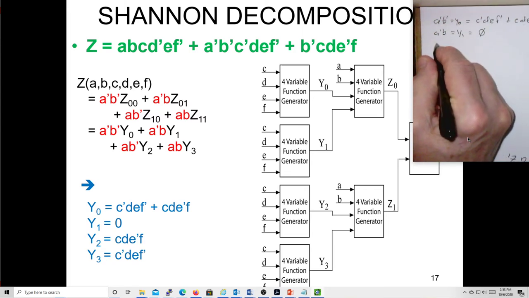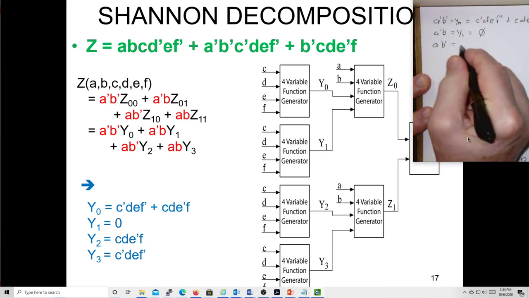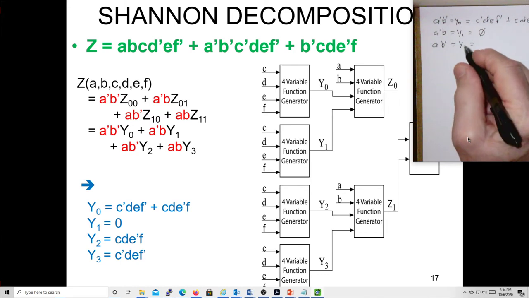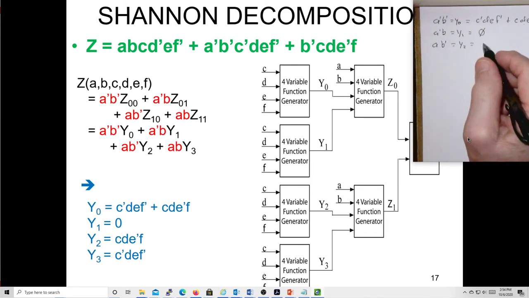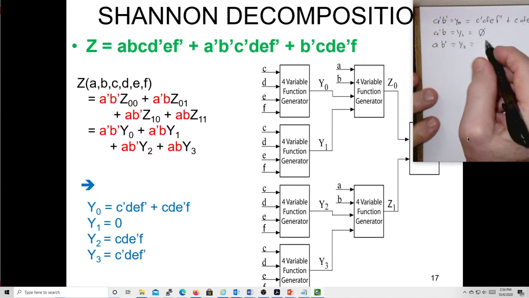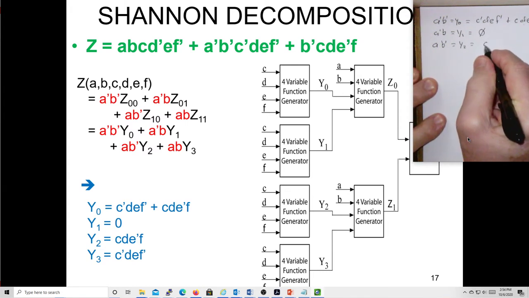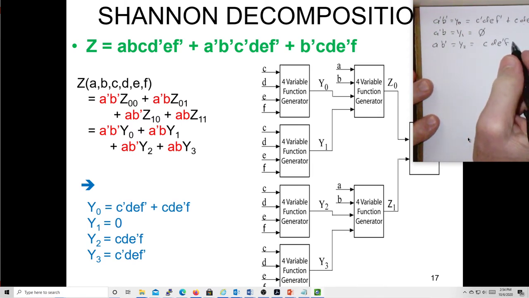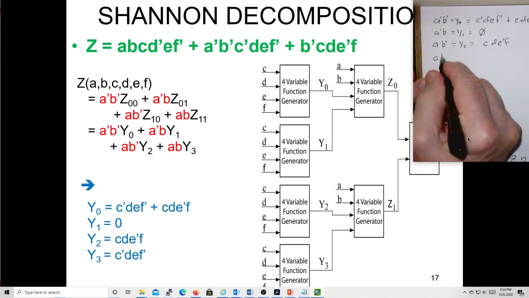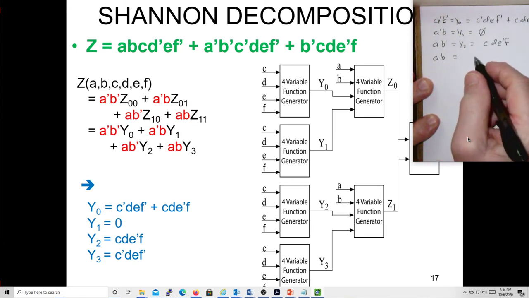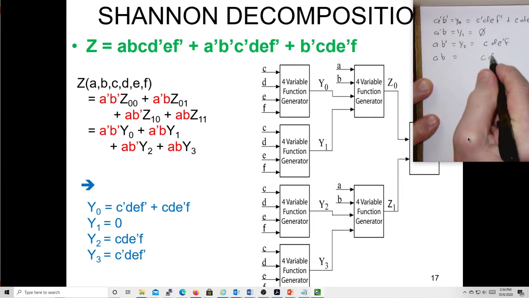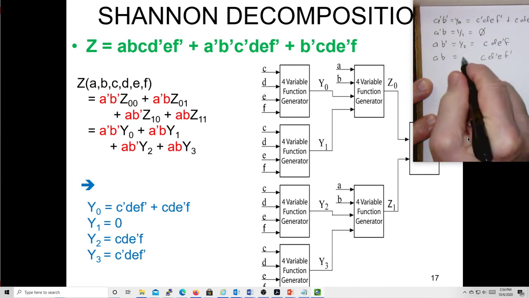All right, and then we have A B prime. That'll be Y2. Okay, so we have to have the first term. Wait a minute, so that's A B, so they're both one, so we don't need that one. But we do need that last B prime term. So that's going to be C D E prime F. Okay, and then finally our A B term. That's going to be the first term and only the first term. So that's going to be C D prime E F prime. And that's Y3.